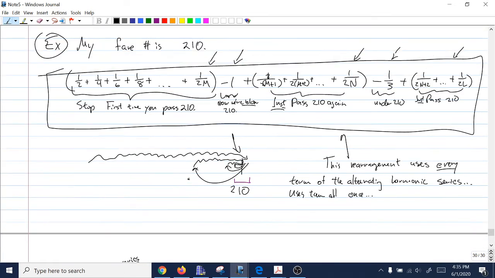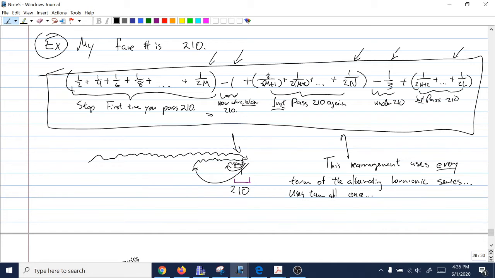I got it to converge to 210. If instead of taking positive numbers to go past 210 and then add a negative term, then past 210, I'd gone past 1,000, then go past 1,000,000, then go past 1,000,000,000, I can come up with a rearrangement that goes to infinity.